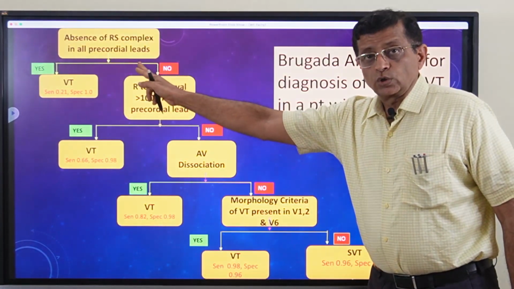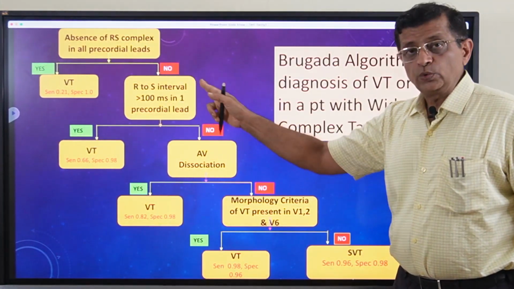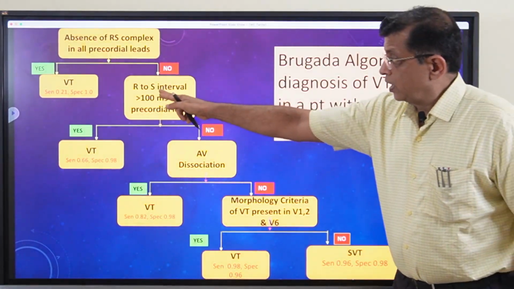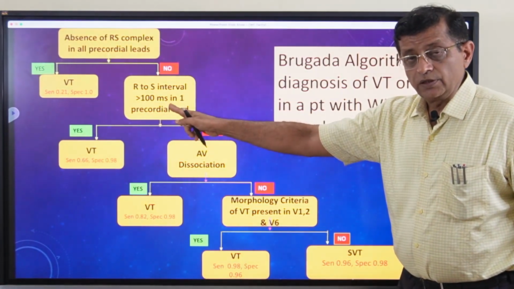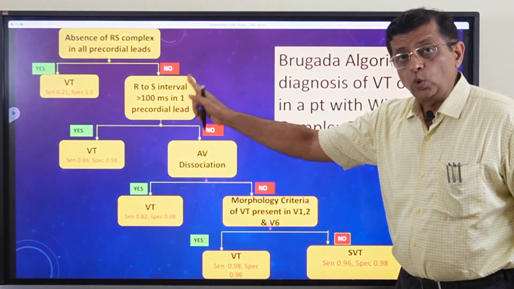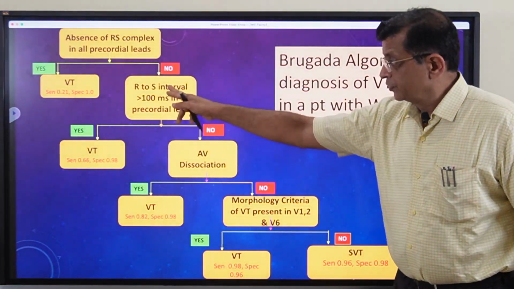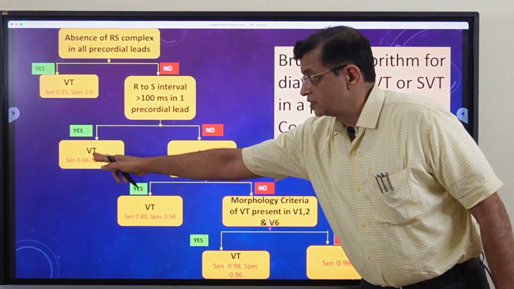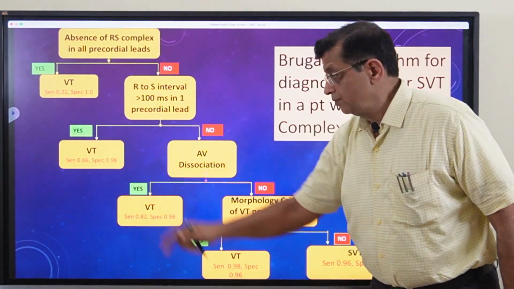If there is no concordance, you go to step 2. Step 2 is nothing but the Brugada sign: R to S interval more than 100 milliseconds. If it is seen in even only one precordial lead, that is enough. If it is yes, it is sensitive as well as specific for VT.